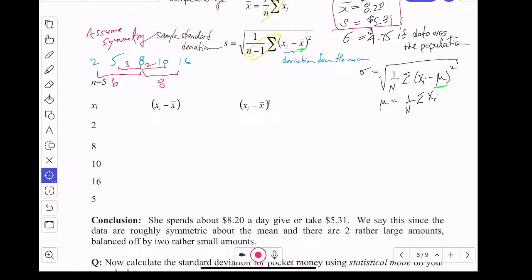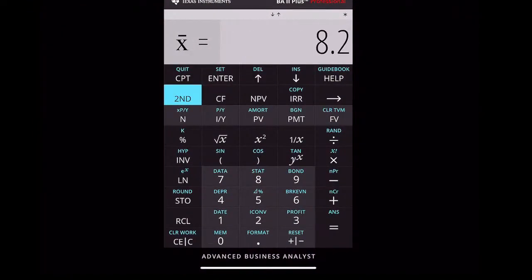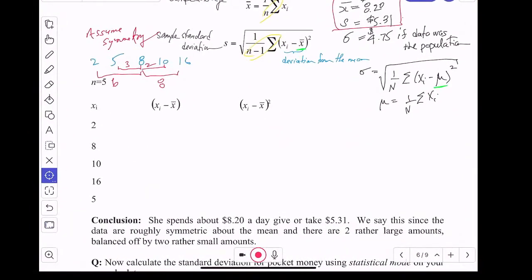So what we do is say, okay, well, we have the mean, we have the center, and now we want to know about how spread out the data are and have one single figure, one single number representing that spread. So what we're going to begin with is calculating these deviations from the mean. Now, that's not the mean. The mean is actually $8.20, right? The mean is actually $8.20.